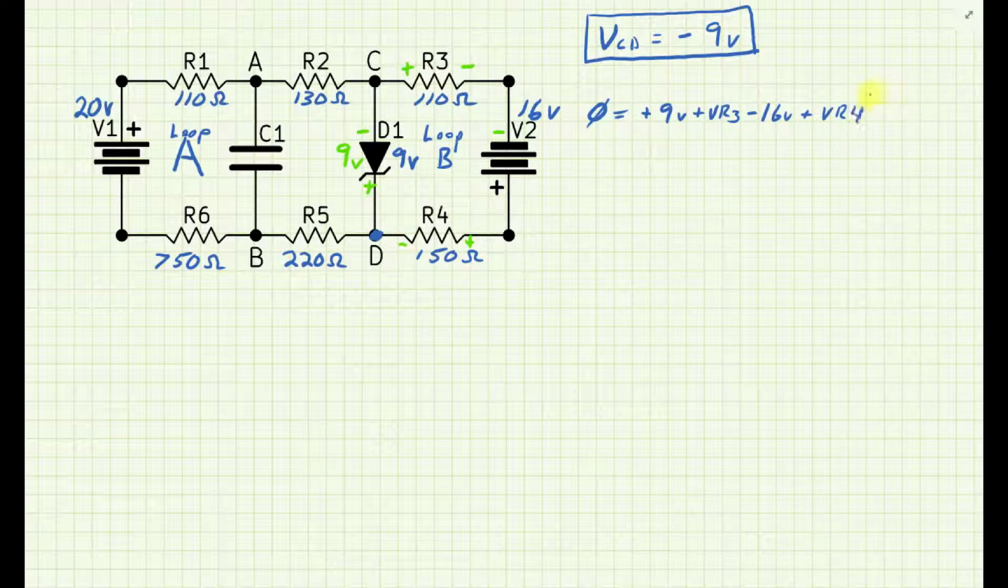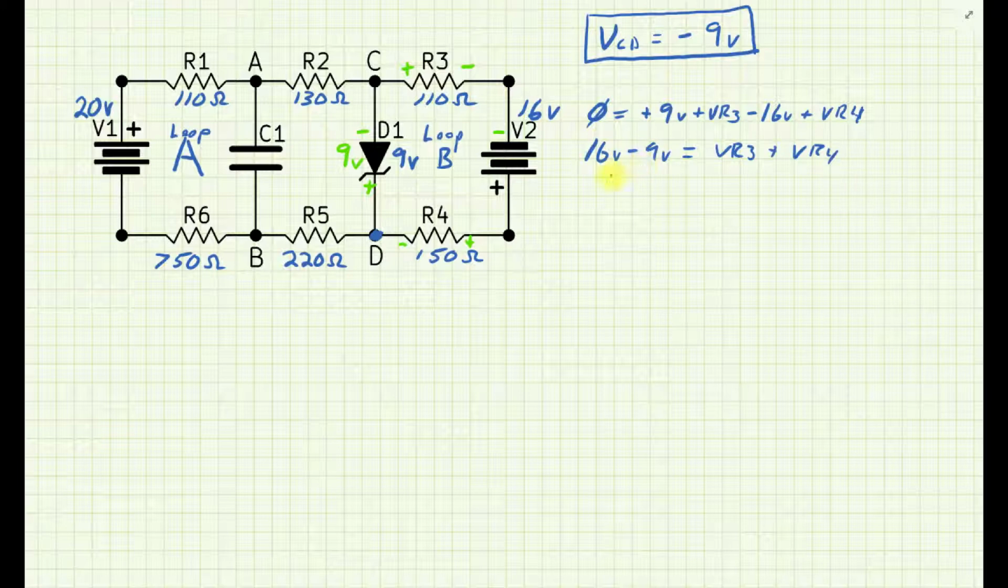Okay, well, that's okay, I guess. All right, so now it's just a matter of doing a little bit of simplification and reorganizing my terms. So 16 volts on this side minus 9 volts equals VR3 plus VR4.